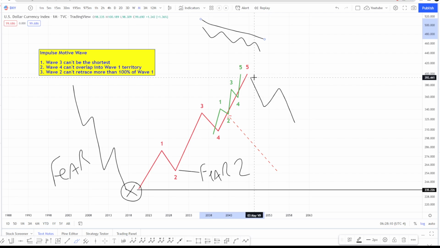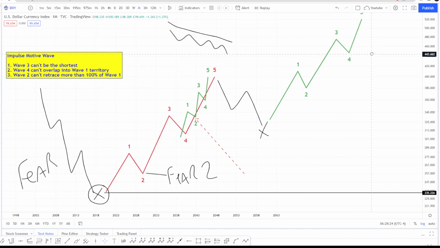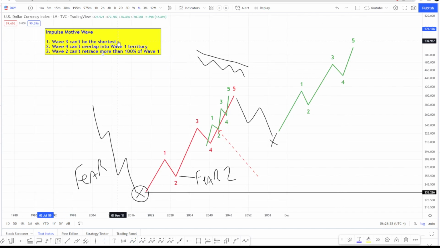Then we essentially complete the 5, and then we go into a large correction. And of course, at the end of this correction, the cycle then repeats itself, and then basically we go on and on and on throughout history and into the future and beyond. We basically continue this cycle, 5 followed by 3 followed by 5.